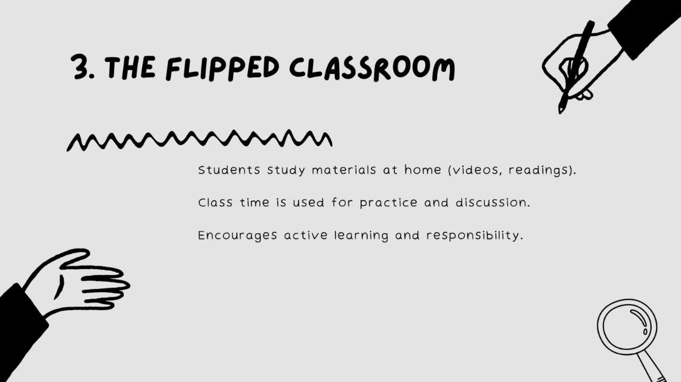Instead of spending class time listening to long lectures, students come prepared and spend class time practicing and interacting. For example, students might watch a short video about English idioms at home, and then in class, they discuss and use those idioms in conversation. The flipped classroom encourages active learning, students' independence, and critical thinking. It also allows teachers to spend more time helping students individually, rather than just delivering information.